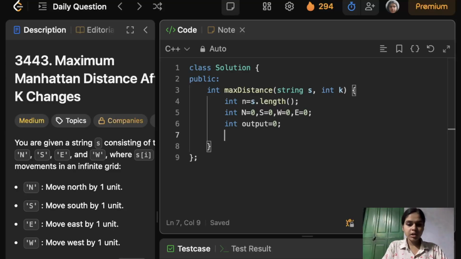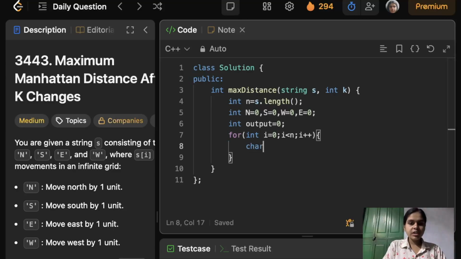Okay, so we need to run a loop from the index 0 till the index n minus 1. So it will be for int i equals 0, i is less than n, i plus plus. And we need to iterate each character of the string. So we will be making a char c, which will be pointing to the ith index, so it will be s[i].